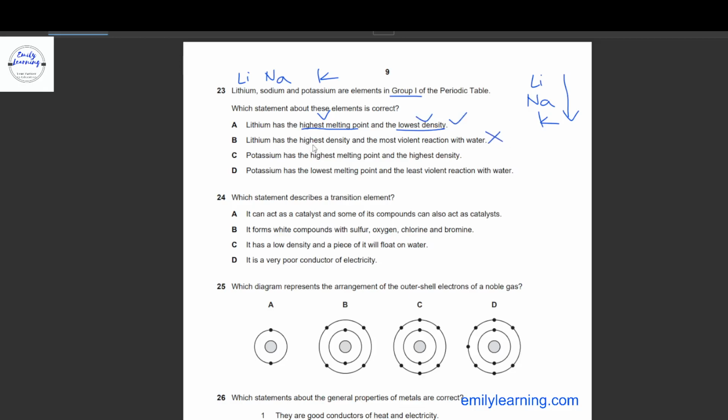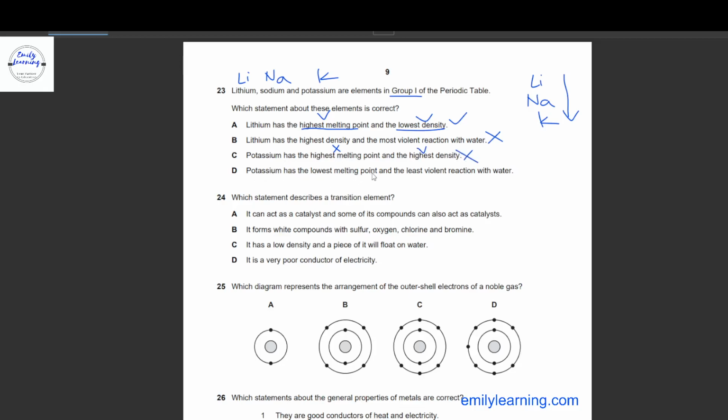Lithium has the highest density. No, it has the lowest density and the most violent reaction with water. Not true. As you go down group 1, it becomes more reactive, so lithium is the least reactive of all group 1 metals. Potassium has the highest melting point and the highest density. Not true. It has the lowest melting point of the 3 of them, but it has the highest density of the 3. So this is wrong.